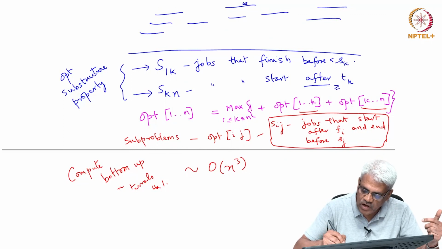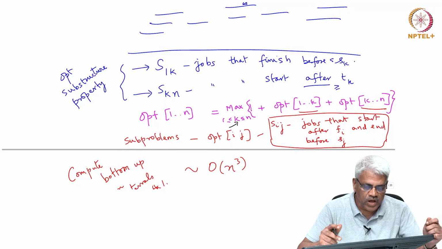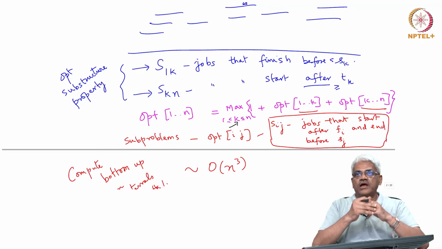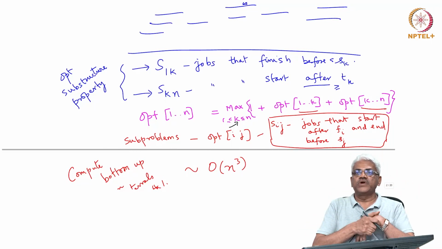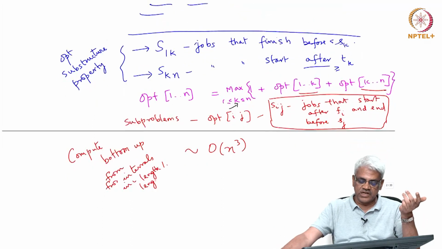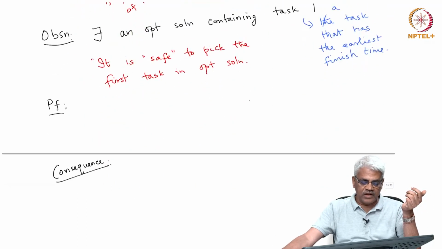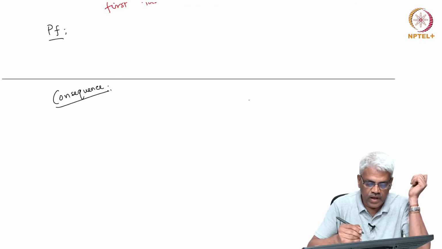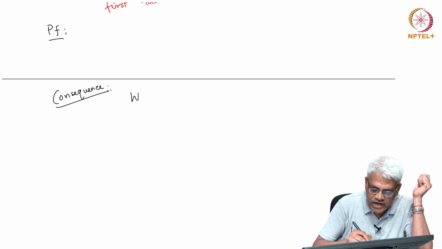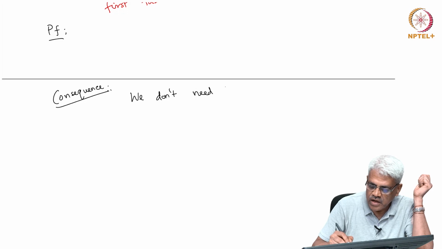We did possible choices for k here. Try 1, 2, 3 up to n. You do not have to. 1 you can safely assume to be in the solution. That is what this observation tells you. So the consequence is that we do not need to try n choices.